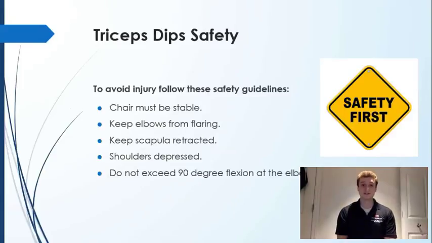To ensure safety during the tricep dip, please follow these safety guidelines. The chair must be stable. Keep your elbows from flaring, as said previously. Again, keep your scapula retracted and shoulders depressed, and do not exceed 90 degrees of flexion at the elbow, or stop when the upper part of the arm is parallel to the floor.